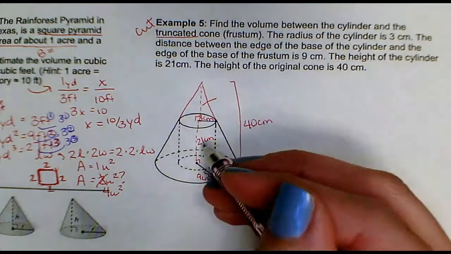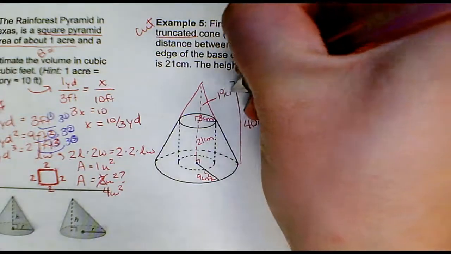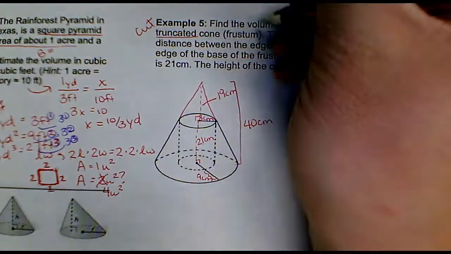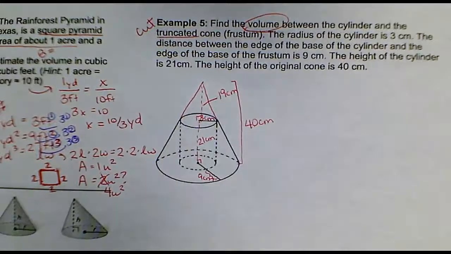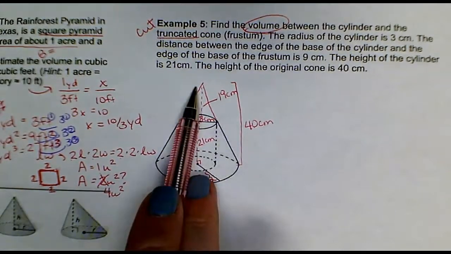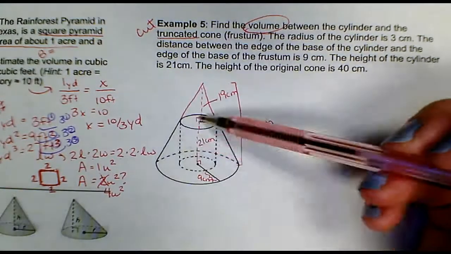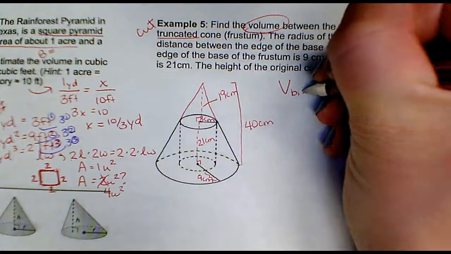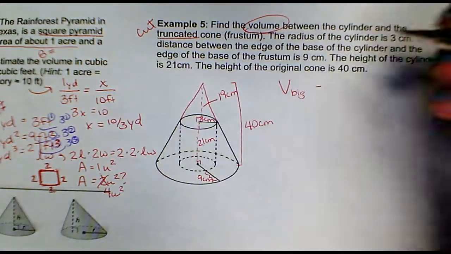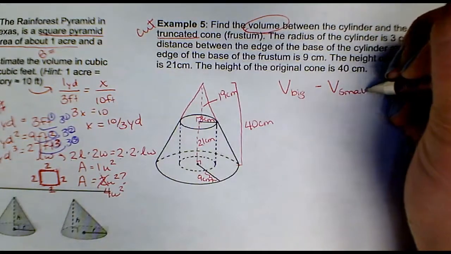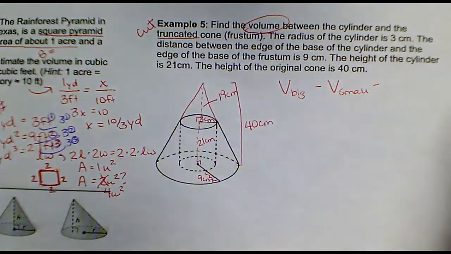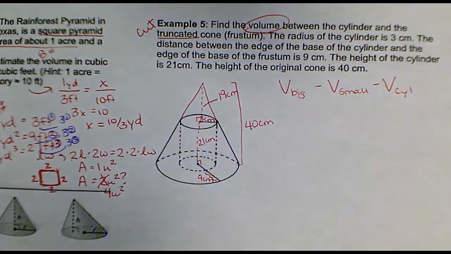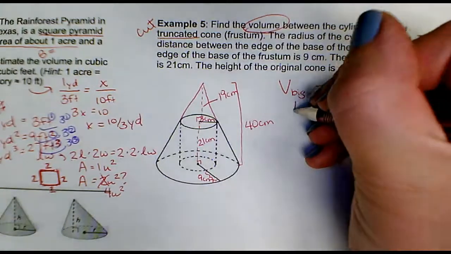So I subtract 40 minus 21 and I end up with 19 centimeters. So I need to find the volume between the cylinder and the truncated cone. I don't want this piece up here, and I don't want the interior cylinder volume. I just want to take all of that out. So my plan is to find the volume of the big cone and subtract out the volume of the small cone, because that got cut off the top, and then also subtract out the volume of the cylinder. So that's the plan.